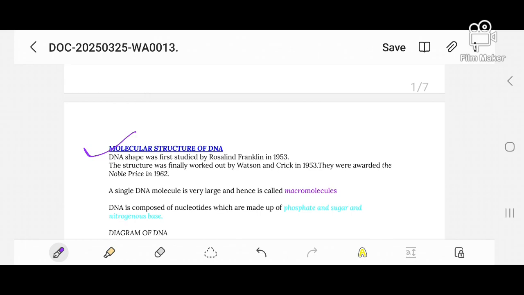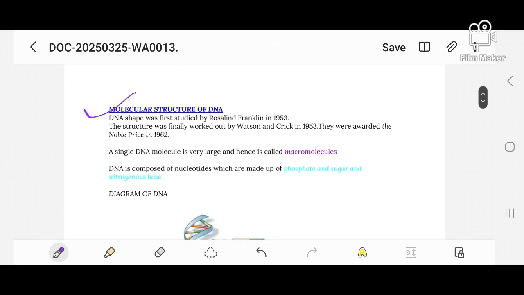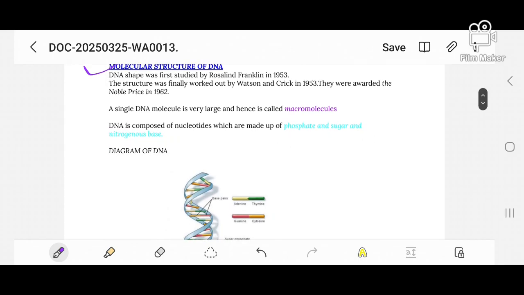But the double helical structure of the DNA was finally worked out, discovered by Watson and Crick in 1953. For this they were awarded the Nobel Prize in 1962. Watson and Crick, both different scientists, together discovered the double helical structure of the DNA.